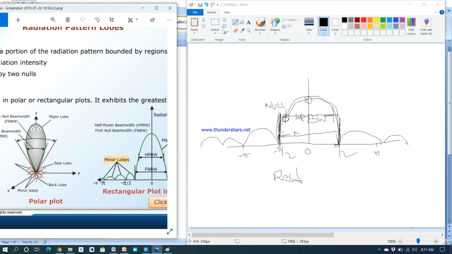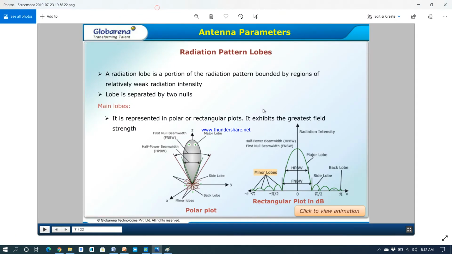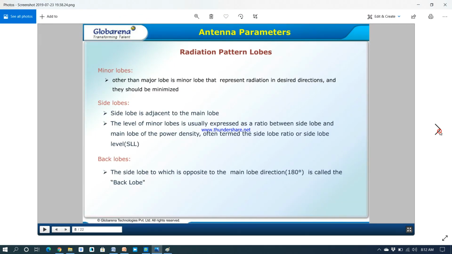So the difference between half power radiations, half power energy patterns is called half power beam width. The difference between the first two nulls is called first null beam width. So it's a radiation and it's the x-axis. This is what we call a rectangular plot. This is called a polar plot. Now look at some other parameters. So it's minor lobes, side lobes, back lobes.